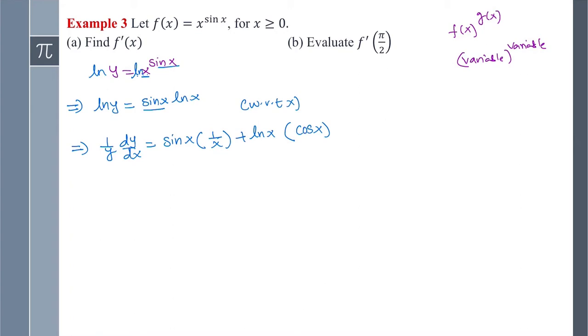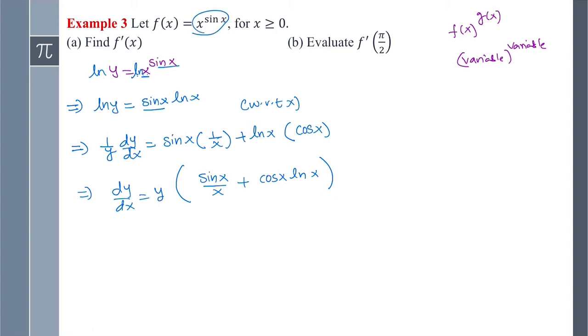Now we are trying to find dy over dx. So we'll multiply by y on both sides. So we get dy over dx equals y times this whole thing. So sine x times 1 over x is just sine x over x, plus we will write cosine x natural log of x. So let's replace y. y is our function, which is x to the sine x.